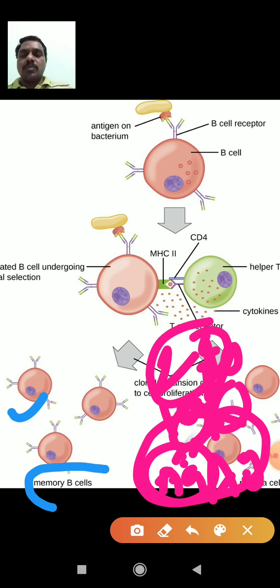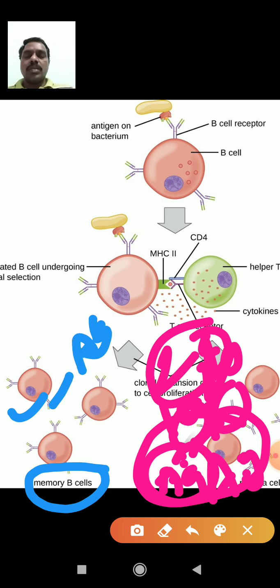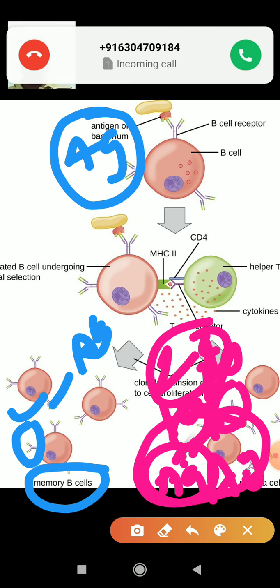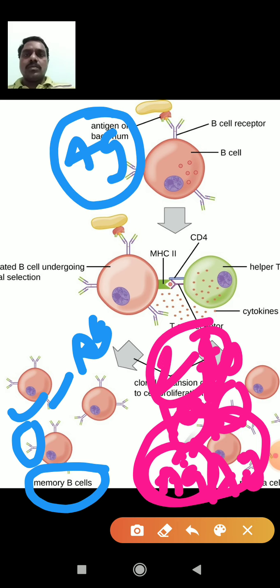But these memory cells do not release antibodies. They keep the antibodies on their surface and wait for the next entry of the antigens. This is what we call secondary immunity.